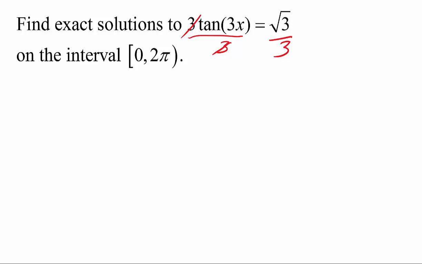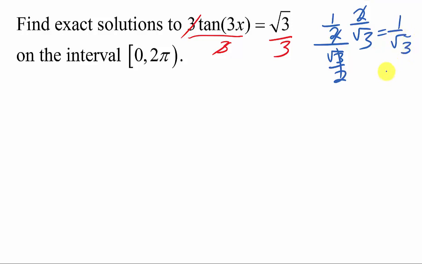Well, I recognize that value as a point on my unit circle, and it's actually rationalized, so I'm going to show you that if we took 1/2 and divided by square root 3 over 2, when we simplified that, we would have 1 over square root 3. If you rationalize that, multiplied top and bottom by square root of 3, you would have square root of 3 over square root of 3 times square root of 3, which is 3.